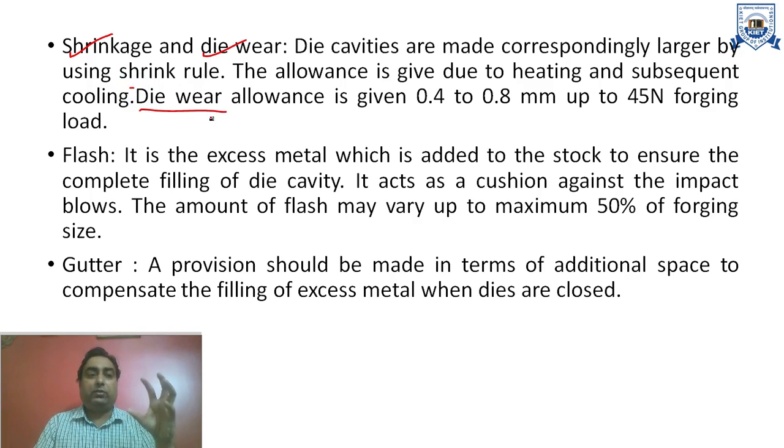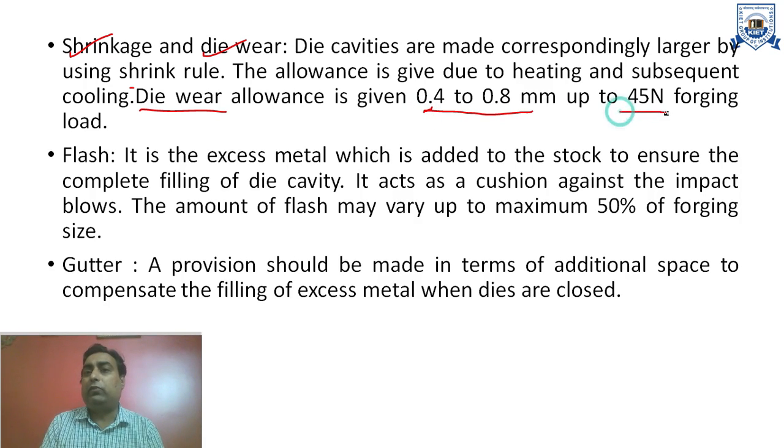And next is the die wear allowance. From one die you can make 100 or 1000 components. But if you are making 100,000 components, there will definitely be a certain amount of wear associated with the die surfaces, so the die surfaces will wear out. That is why we have to provide certain extra material in the die so that we can compensate for this wear. The usual range is 0.4 to 0.8 mm up to 45 Newton forging; this extra length we provide as a die wear allowance.